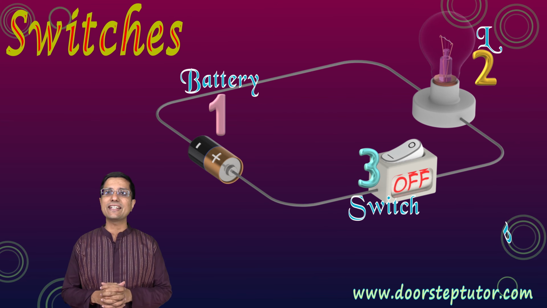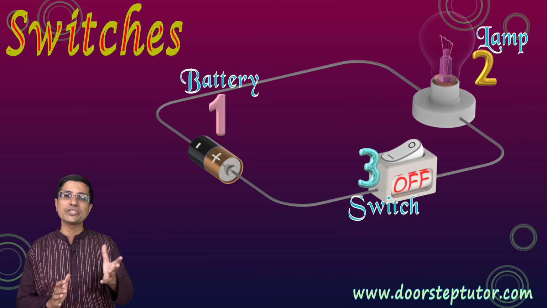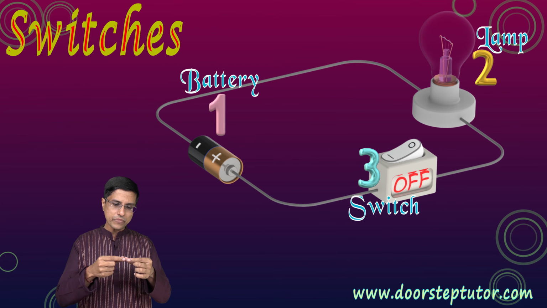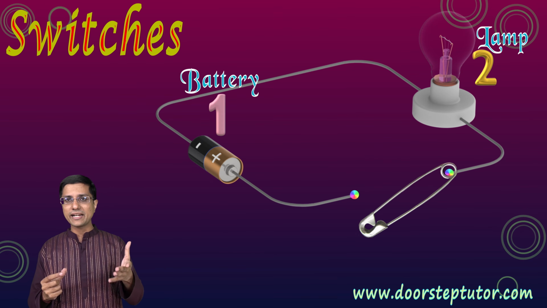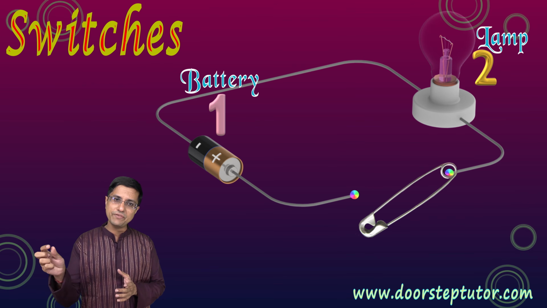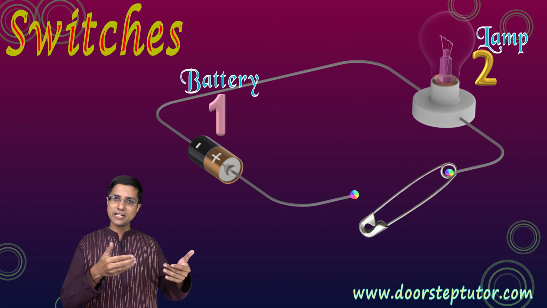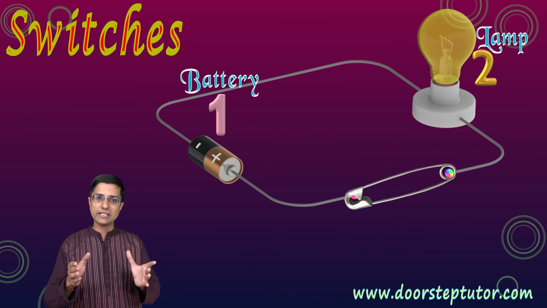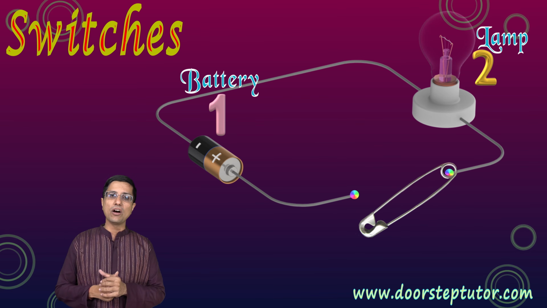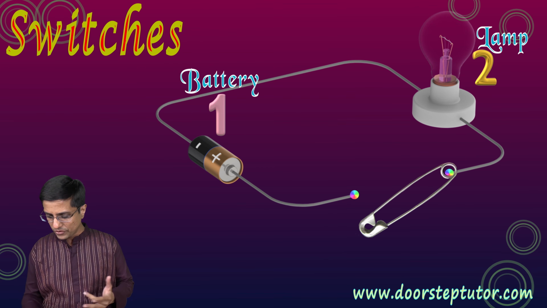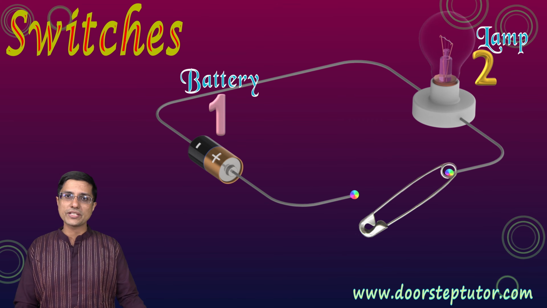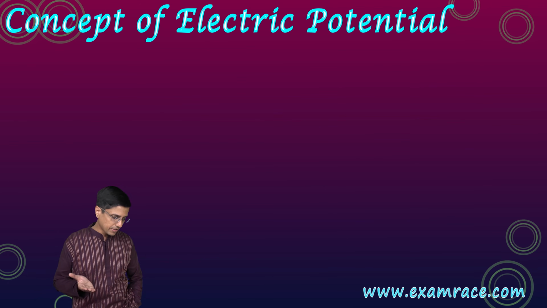And one such circuit is given in your book also. One such switch is also given in your book, where they use a safety pin to make the connection or break the connection. So the safety pin makes the connection, then the current flows through the safety pin and the bulb lights up. If the safety pin is turned on one side, then the connection is broken, and of course the bulb does not light anymore because there is no path for the electrons to flow. The circuit is broken.